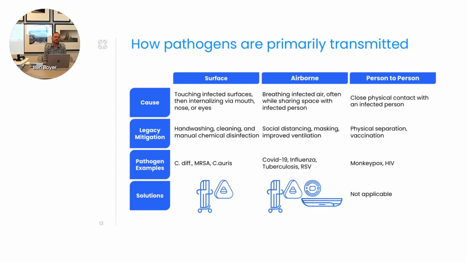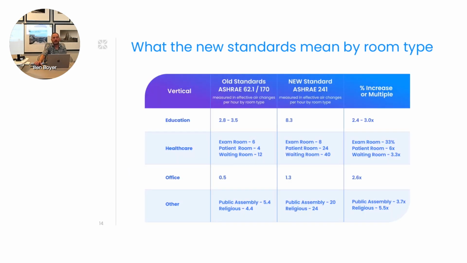The airborne transmission route are really your traditional viruses. This is going to be COVID, influenza, RSV, tuberculosis, the common cold. And then you obviously have the person-to-person infection risk as well. And some of this can be mitigated through hand hygiene. The reality is a lot of this is actually bloodborne, and there's very little in the way of a disinfection company's ability to mitigate the spread of those types of pathogens.